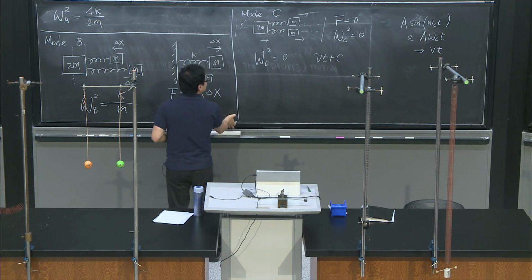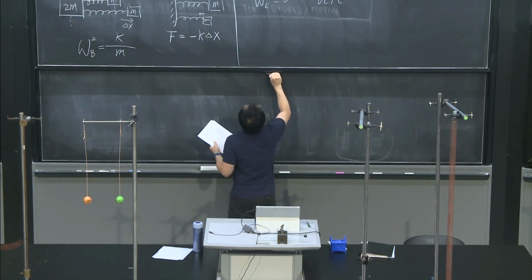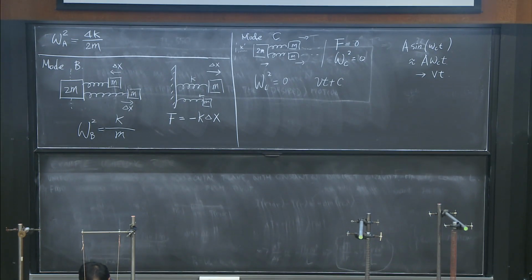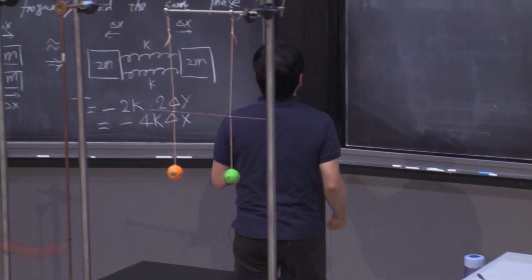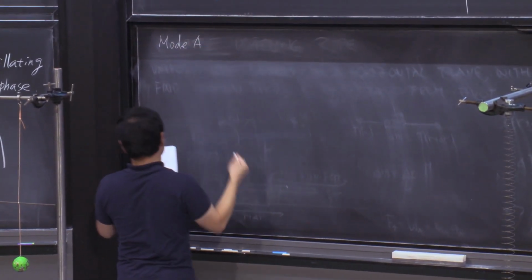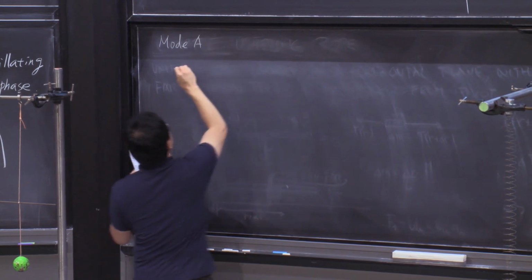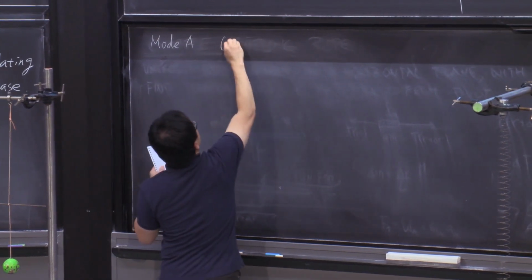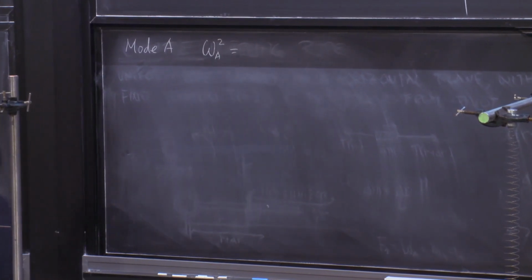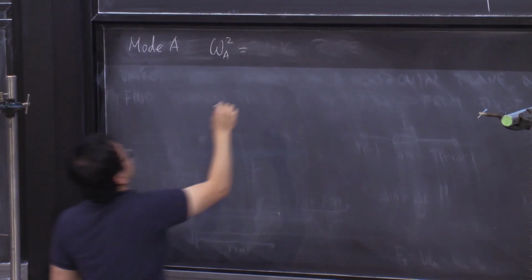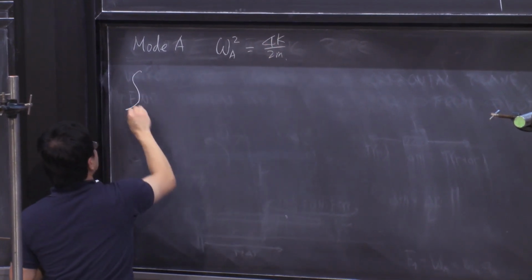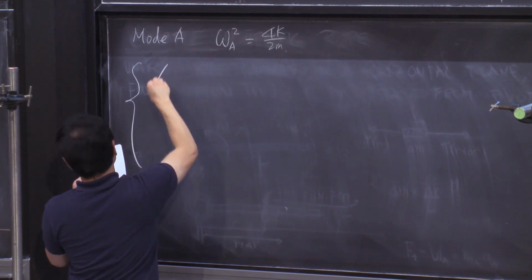So what I'm going to do next may amaze you. Very good. We have identified three different kinds of modes. We have mode A, with omega A squared equal to 4k over 2m. And also, the motion is like this.